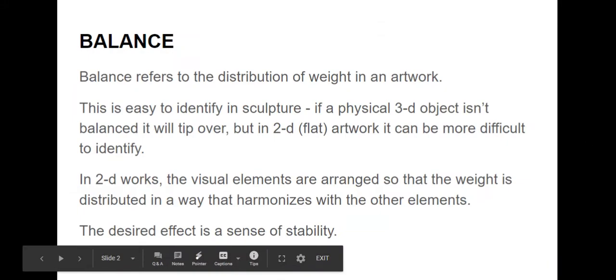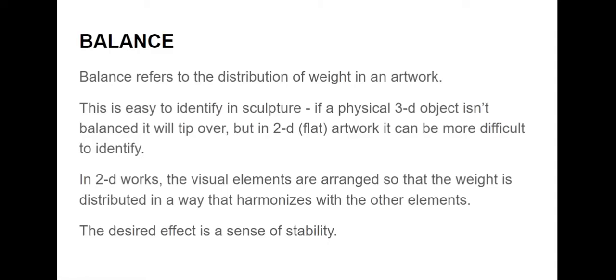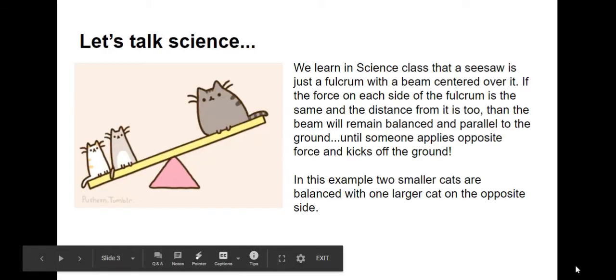Balance refers to the visual distribution of weight within an artwork. Obviously, in sculpture, that weight is actual. If the sculpture isn't balanced, the sculpture tips over and breaks. But in two-dimensional works like paintings and drawings, it's more about how the composition is arranged that creates a sense of stability. And that's what balance refers to in artwork.